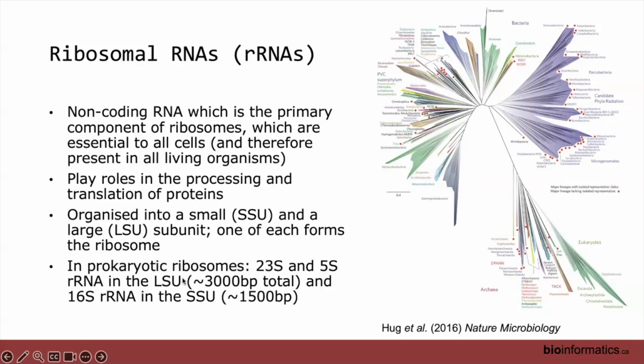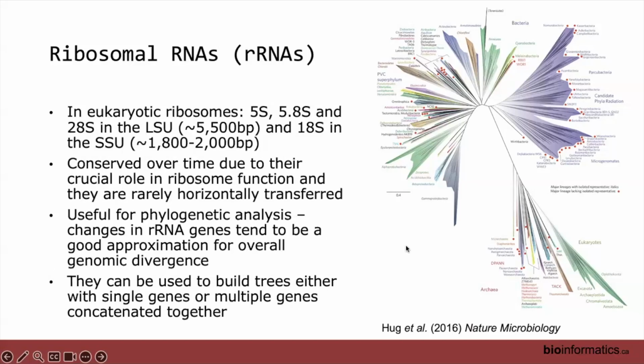In prokaryotic ribosomes, we have the 23S and 5S rRNA in the large subunit, and that's about 3,000 base pairs in total. And we have the 16S rRNA in the small subunit, which is about 1,500 base pairs in total. In eukaryotic ribosomes, we have the 5S, 5.8S, and 28S in the large subunit, and that's about 5,500 base pairs in total. And the 18S in the small subunit, which is 1,800 to 2,000 base pairs, and it's a bit more variable than the 16S rRNA gene is in length.